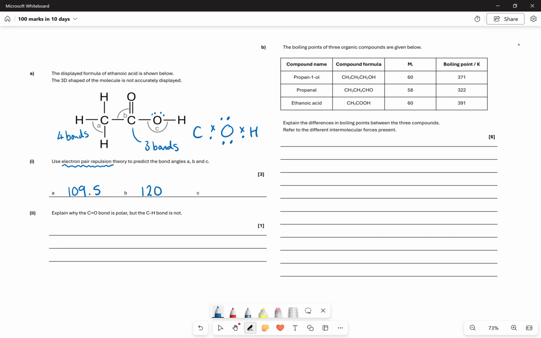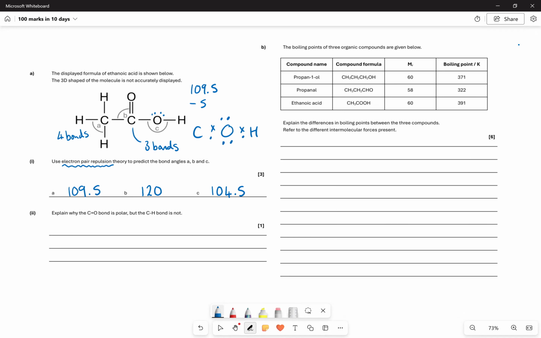But then each lone pair, because of its extra repulsive effect compared to the bonds, is going to reduce that angle by 2.5 degrees. So we're going to take 109.5 and then take away 2 lots of 2.5 degrees. So we take away 5 and we get 104.5. Now that's never going to be 100% exact. So if you just said 104, you would have been fine. If you said 105, generally it's okay.